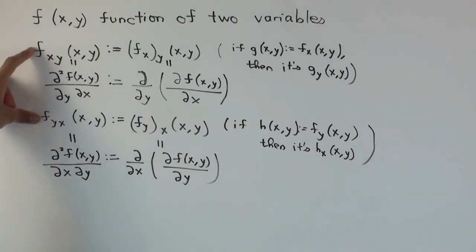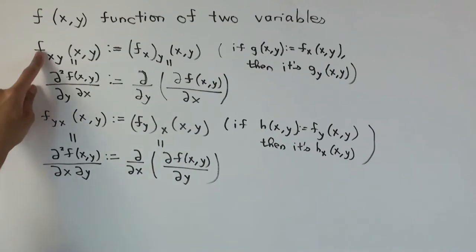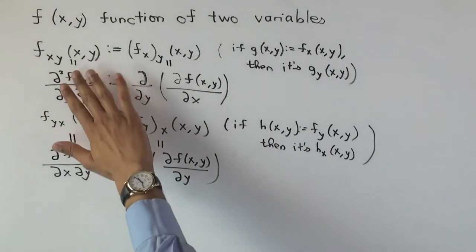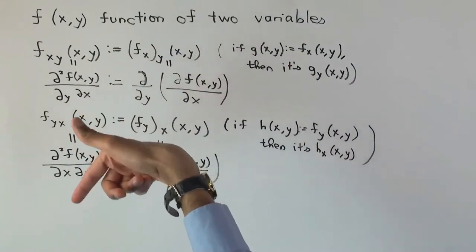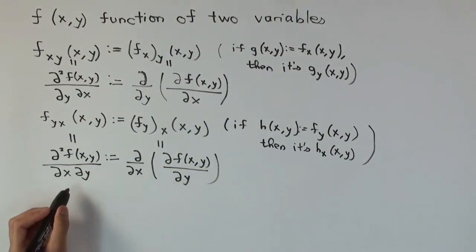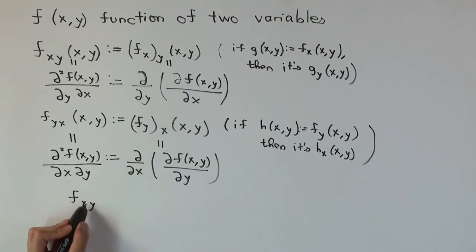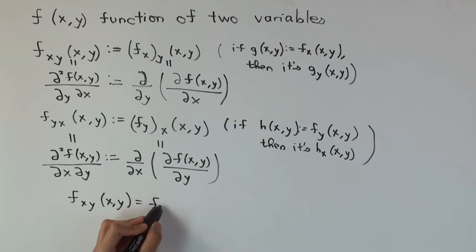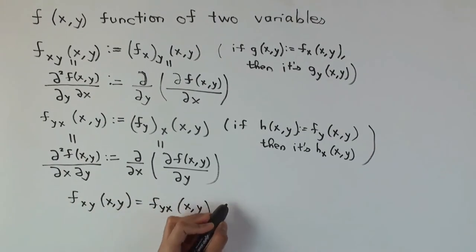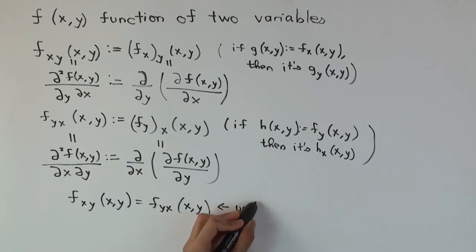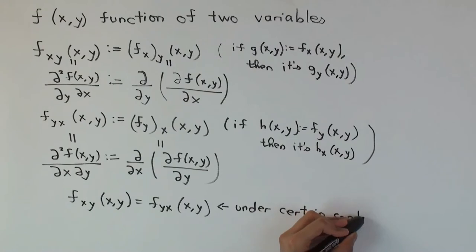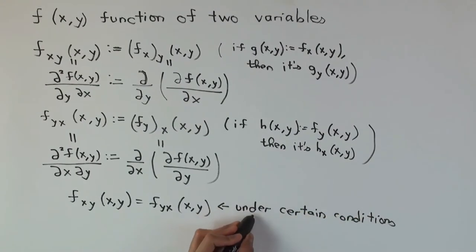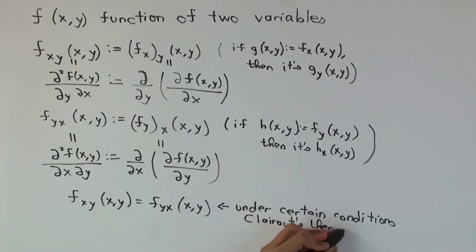Now, it turns out that under many circumstances, these two things are actually going to be equal. So, you have to make some assumptions that the second order partials are both continuous functions. And if they're both continuous functions in a region, then in fact they have to be equal. Okay, so it is true under certain circumstances that these functions are equal. And we'll talk about that in a future video. Just under certain conditions. And the theorem which says that under certain conditions they're equal is called Clairaut's theorem.